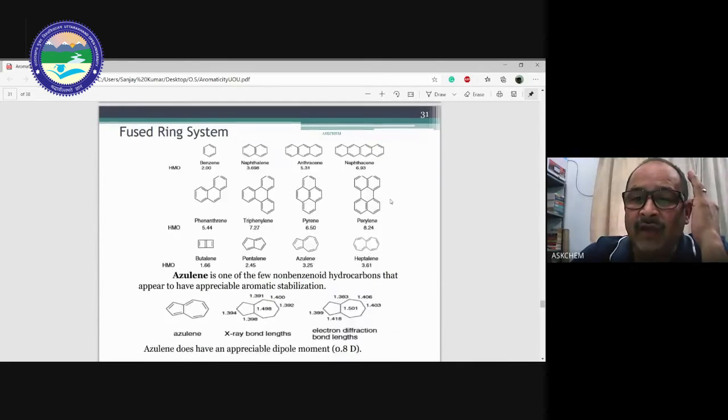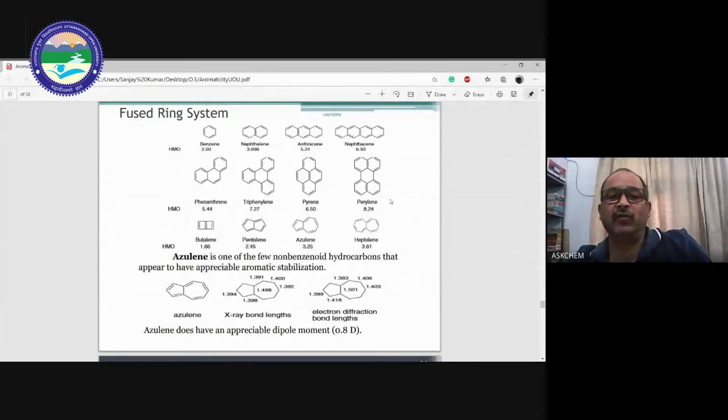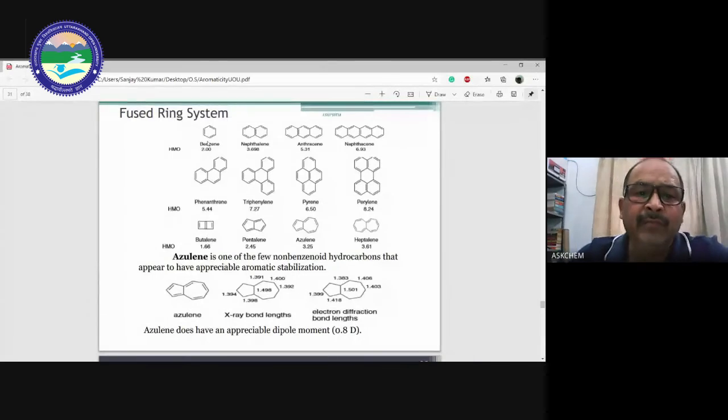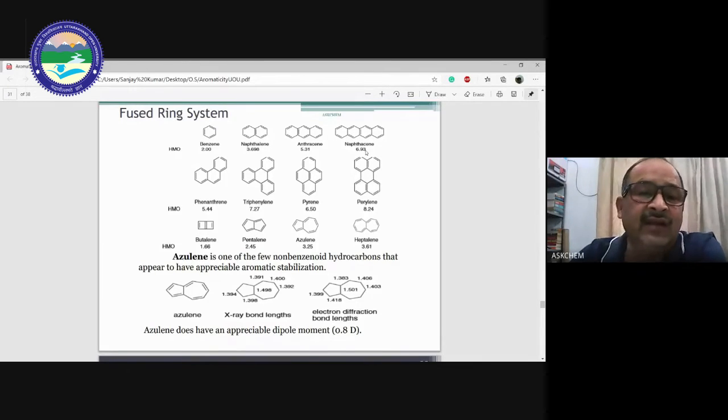Now we have aromaticity of fused ring systems. We will be taking into account the HMO calculation. Now see, the HMO stabilization for benzene is 2. So when naphthalene is there, since 2 benzene units are there, although fused, it should be 2+2, that is equal to 4, but it is less than 4. In the case of anthracene, it is 2 multiplied by 3 is equal to 6, but it is less than 6, that is 5.31. In the case of naphthacene, it is 4 times 2, that is 8, but it is quite less than 8. Okay?